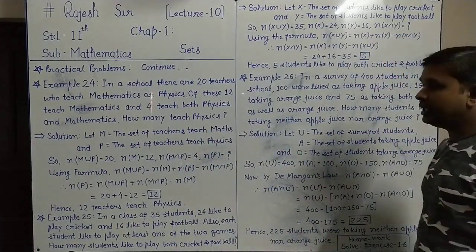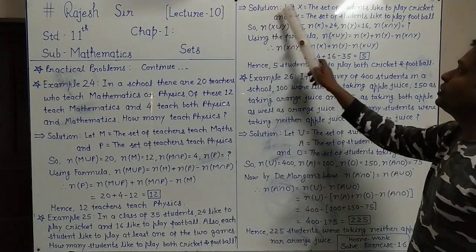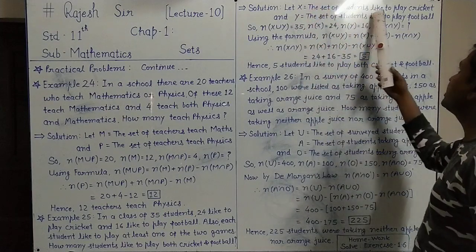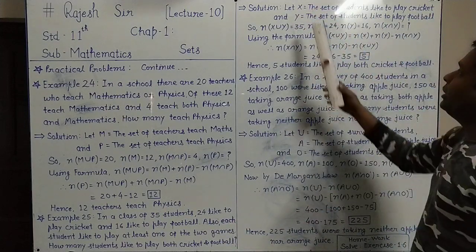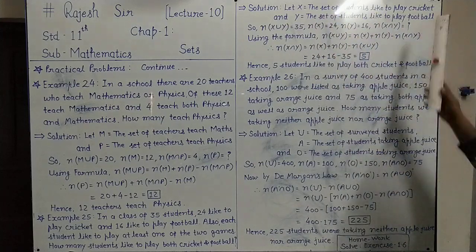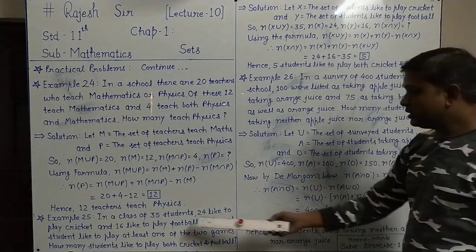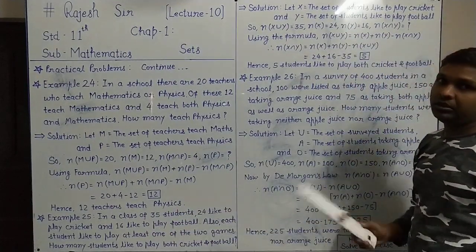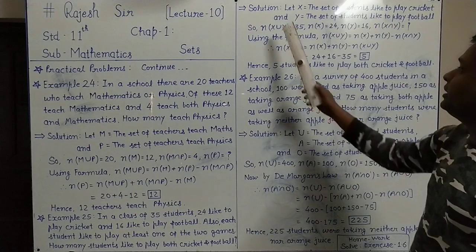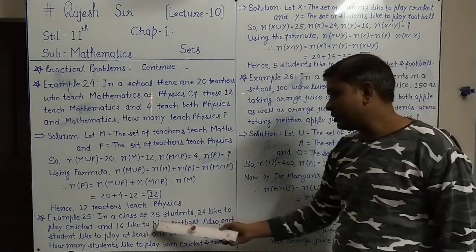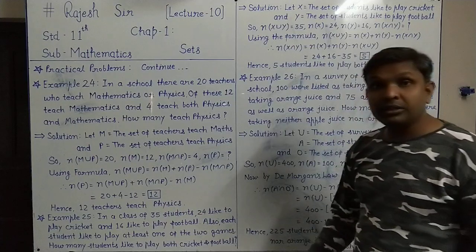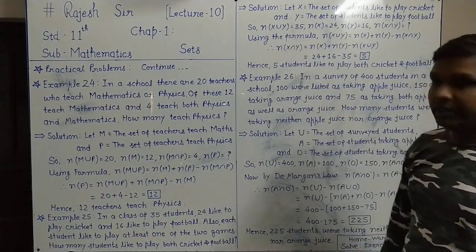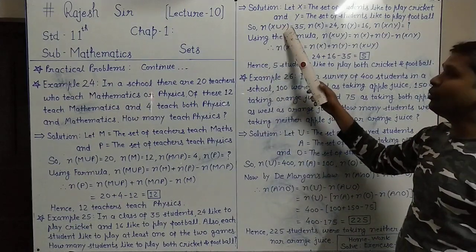Very similar, so we will go the same way. In the solution, let X equal the set of students who like to play cricket, and Y equal the set of students who like to play football. So the number 35 is playing either cricket or football. So n(X union Y) is 35 because each of the students plays at least one game. In 35, either they are playing football or cricket.